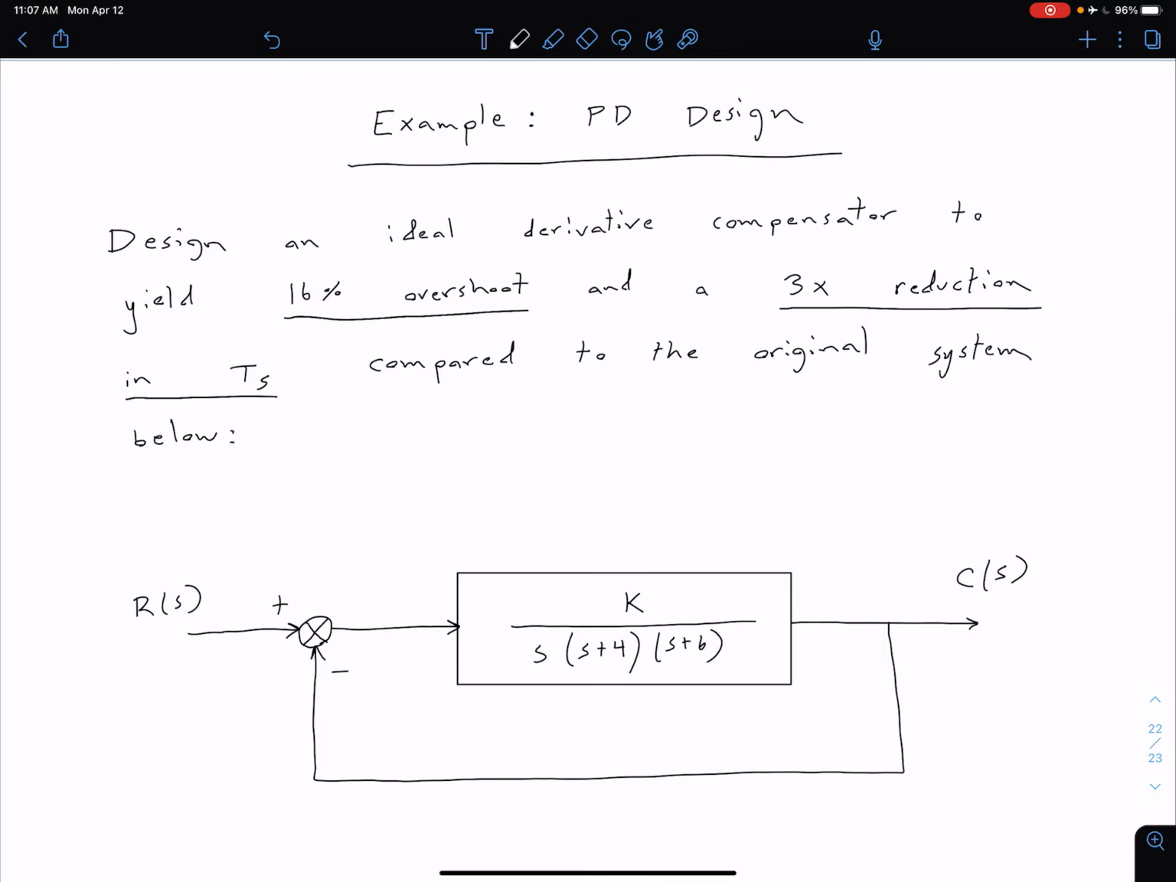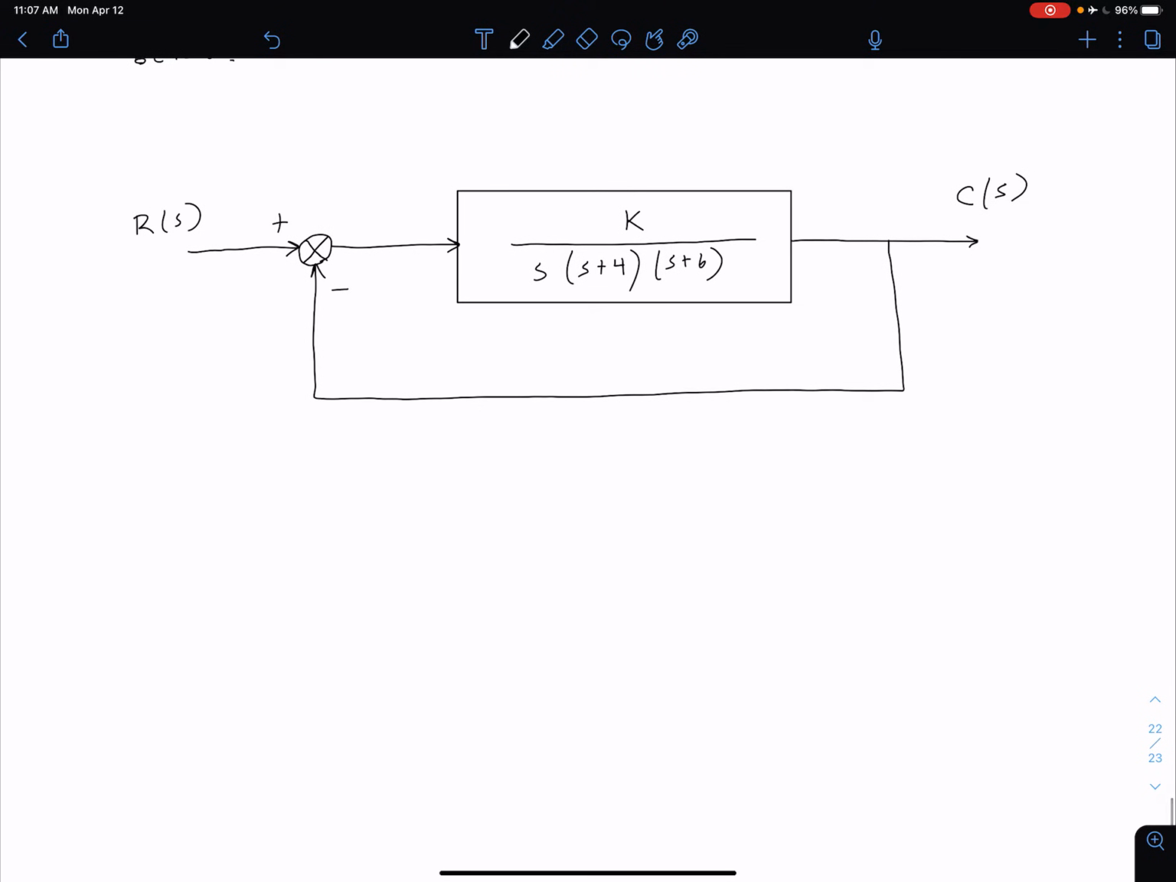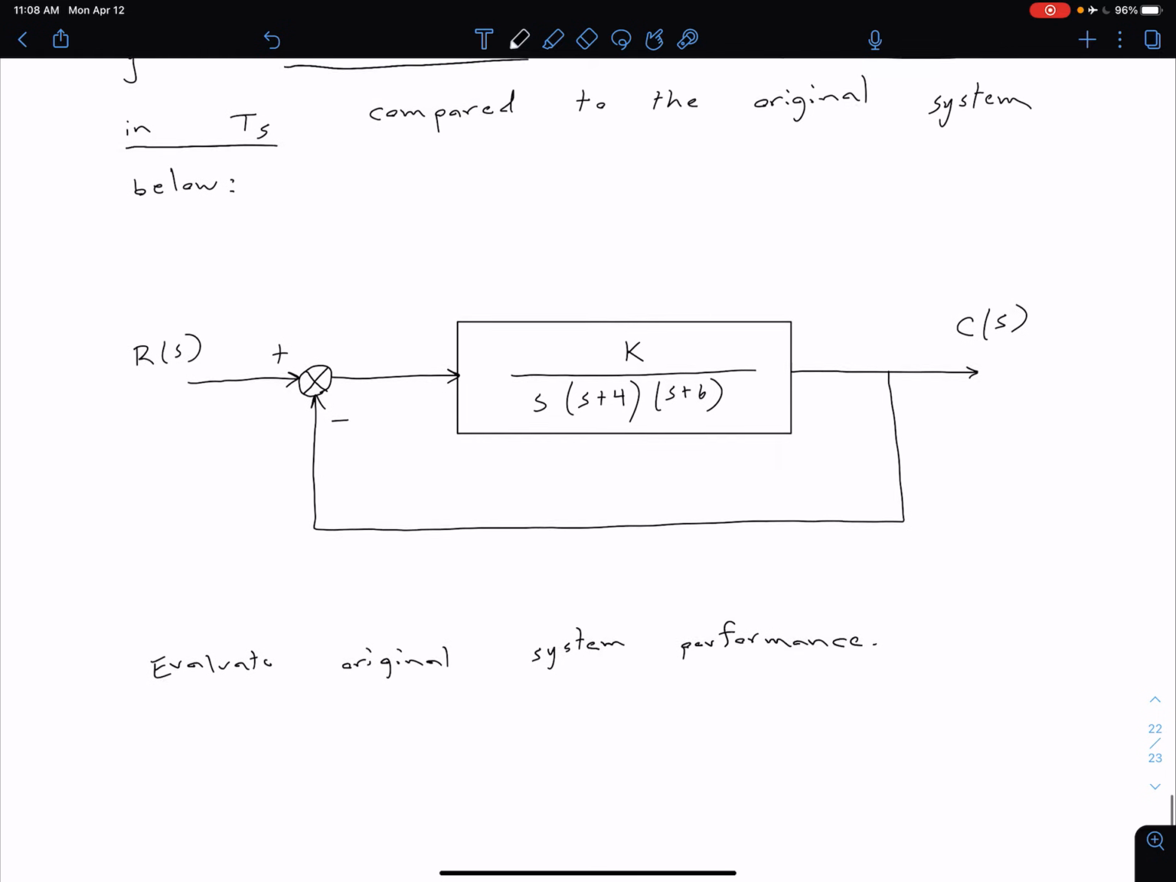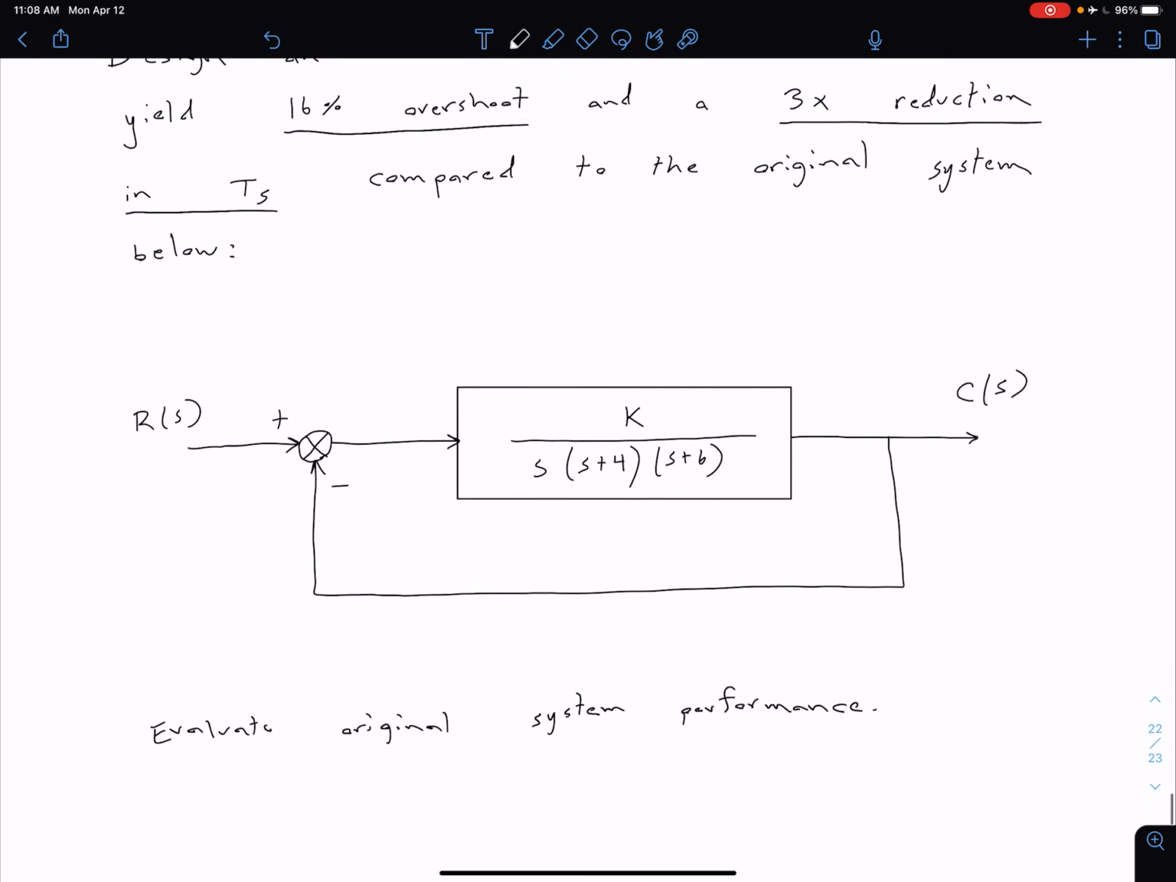the first thing that we need to evaluate is what is the original system doing? So the first thing we want to do is evaluate original system performance. And so this is going to be sort of what we've looked at in previous units. So sort of tying all of this stuff together. And the first thing that we want to do is ultimately we're looking for our dominant poles.